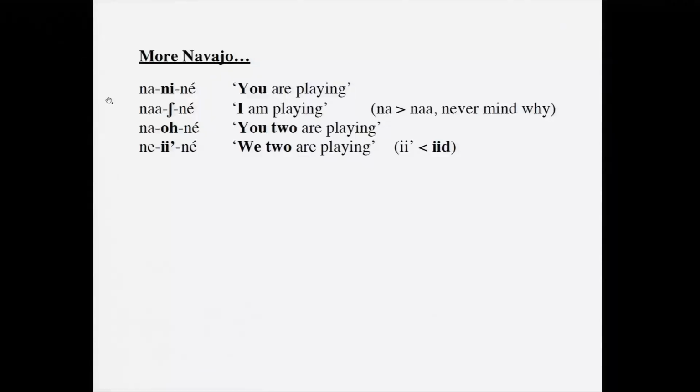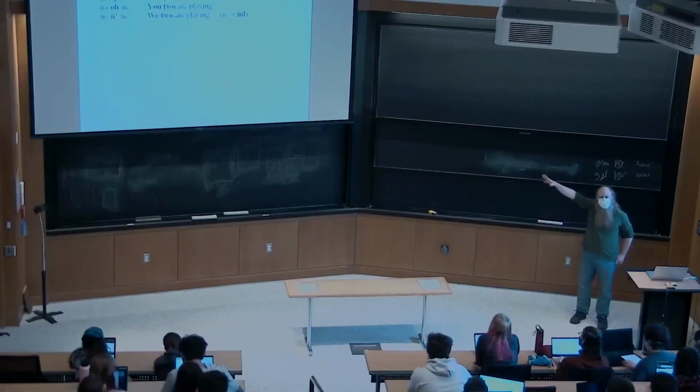So there's a na at the beginning of this verb. There's a ne at the end, which is the part that really means play. And then in between them, there's an agreement morpheme, something that's telling you what the subject is. And that morpheme is ni for you, and it's sh for I, and it's o for you two, and it's I for we two. So you get nanine, and nashne, and nahne, and ne for those forms of the verb. Okay, so far, here's a bunch of Navajo.